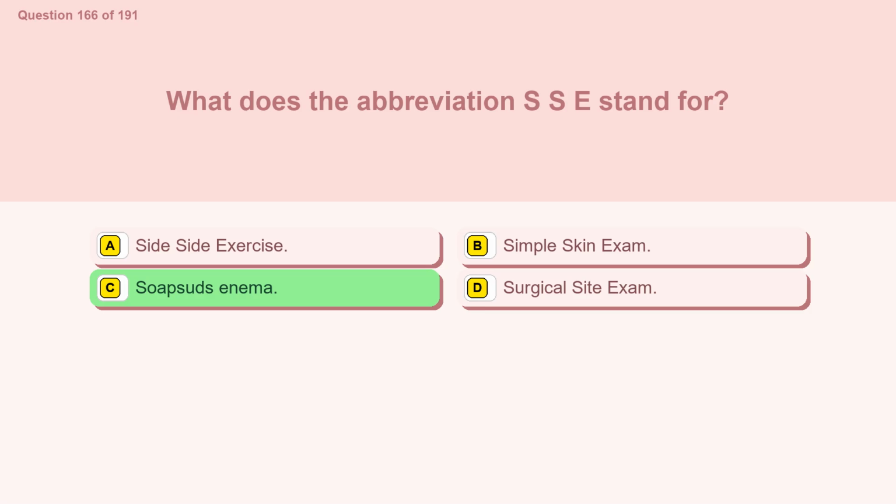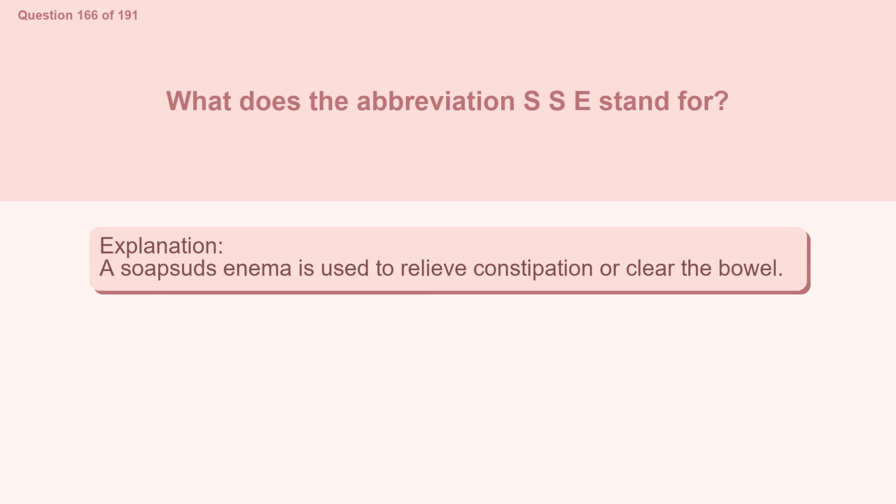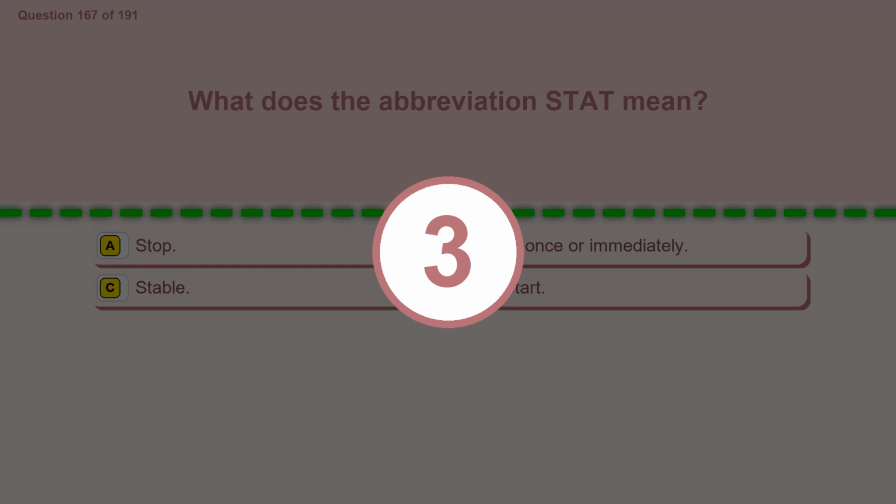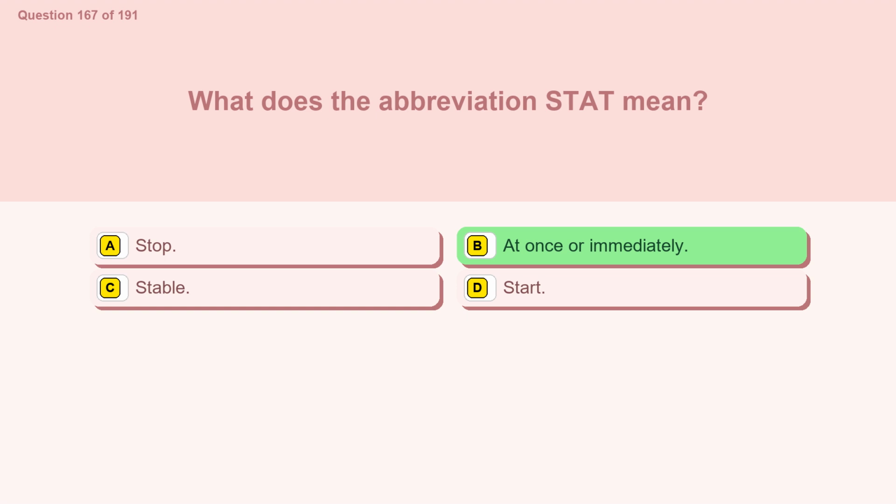The correct answer is option C, Soapsuds enema. A Soapsuds enema is used to relieve constipation or clear the bowel. Question 167. What does the abbreviation STAT mean? Option A, stop. Option B, at once or immediately. Option C, stable. Option D, start. The correct answer is option B, at once or immediately.